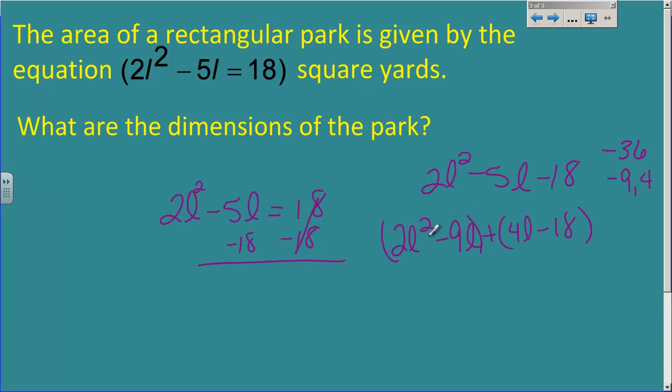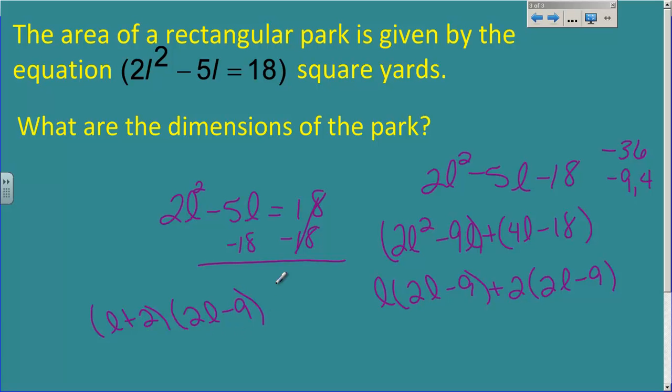So the greatest common factor for this is just going to be an L, which leaves me with 2L minus 9. And my greatest common factor here is going to be a 2, which leaves me with 2L minus 9. So my two factors are L plus 2 and 2L minus 9. Those happen to be the dimensions of the park. So if I had a picture of the park, the length would be L plus 2 and the width would be 2L minus 9, or vice versa.